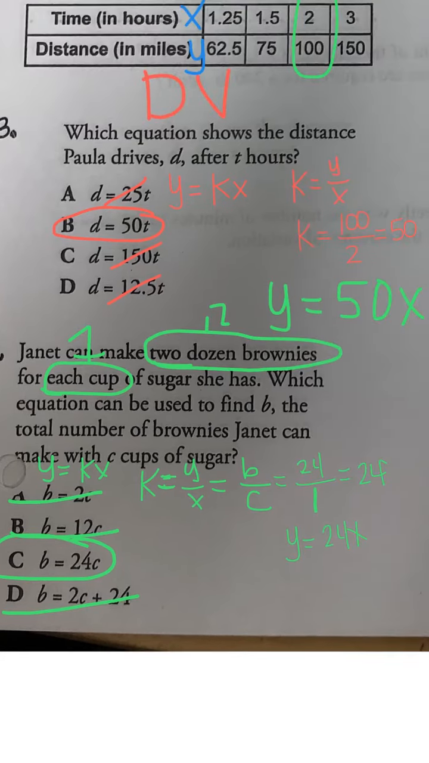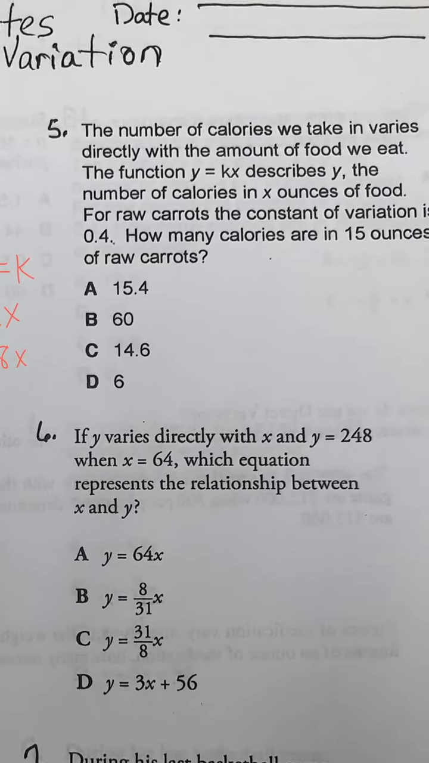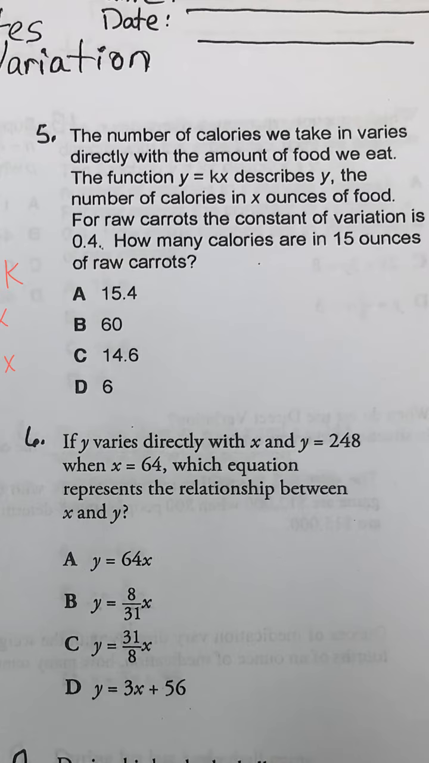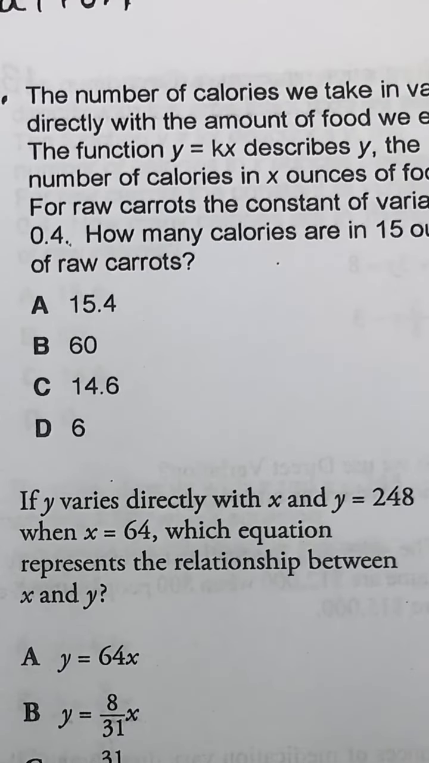Okay, so now I'm going to go a little bit faster just because you already know what K is. So you know how to find K. So to summarize, K equals y over x. So this one says the number of calories we take in varies directly with the amount of food we eat. The function y equals kx describes the number of calories. So y is for the number of calories, and x is the ounces of food. For raw carrots, the constant of variation is 0.4. How many calories are in 15 ounces of raw carrots?